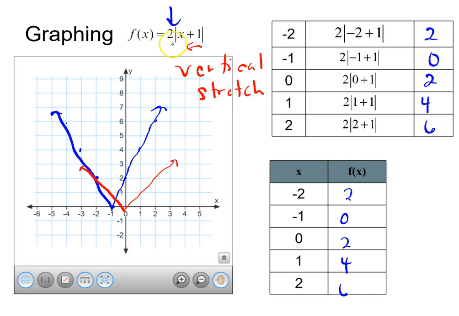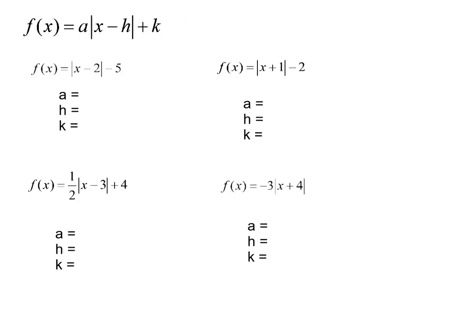And then we always use what the factor was that was multiplied times the absolute value. So we say by a factor of 2. So this one is a horizontal translation and it's a vertical stretch. That's what this number out in front does, it's going to change our shape. It's either going to make it a vertical stretch or it's going to make it a vertical shrink. Now let's kind of put all these together.